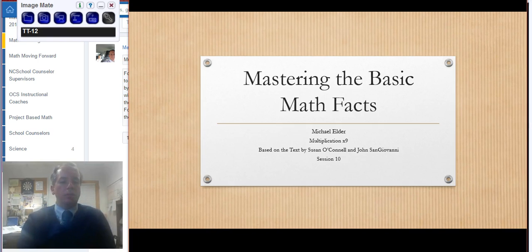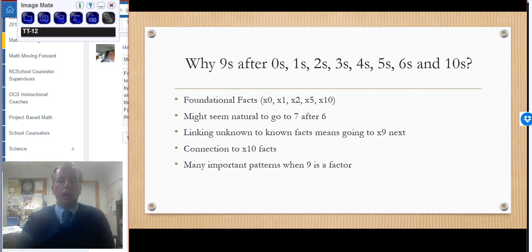So let's jump right on in here for today and think about, well, why nines now? We've done our zeros, our ones, our twos, our threes, our fours, our fives, our sixes, and our tens, right? So sevens, eights, and nines are what we're lacking at this point. We know that sevens are probably the strangest of all the facts, or the furthest away from convenient or friendly numbers. So now that we have this good foundation with those zeros, ones, twos, fives, and tens, we like to move on to nines because nines are relatively friendly in the sense that they're close to tens.